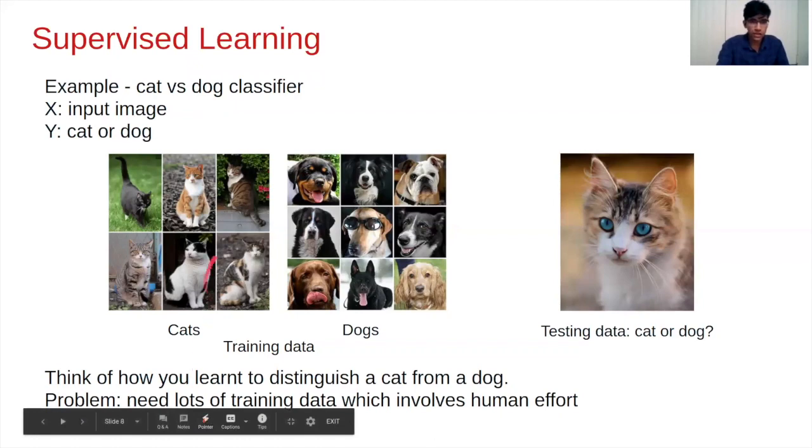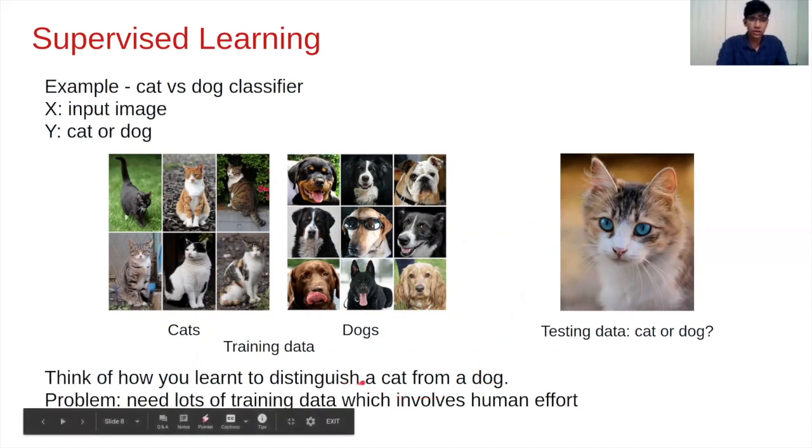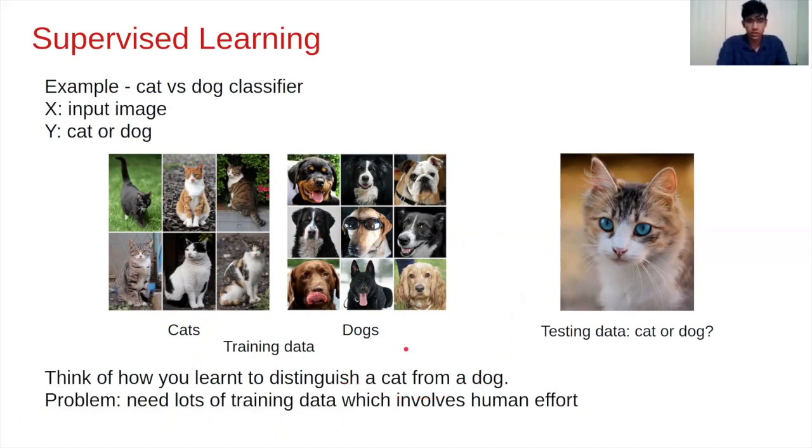So on the left hand side, we have some training examples. This is called the training data. So we have a data set which has some examples of cats and some examples of dogs. And we train our model on this. At test time, we are shown a new image, and the algorithm is supposed to tell us whether it's a cat or a dog. Now, just think about how you learn to distinguish a cat from a dog. When you were young, someone, maybe your parents, told you that this is a cat, this is how a cat looks like, and this is how a dog looks like, and that's how you learn. That's how you can classify a cat from a dog.